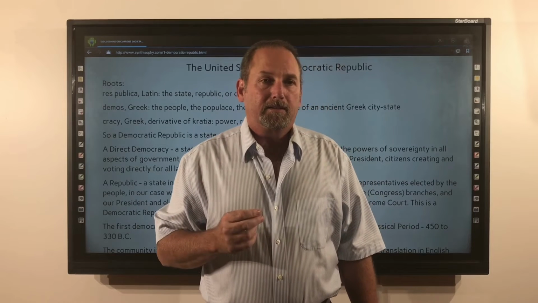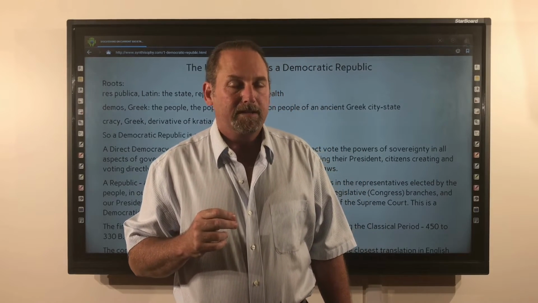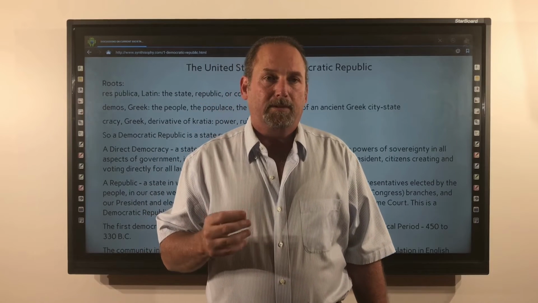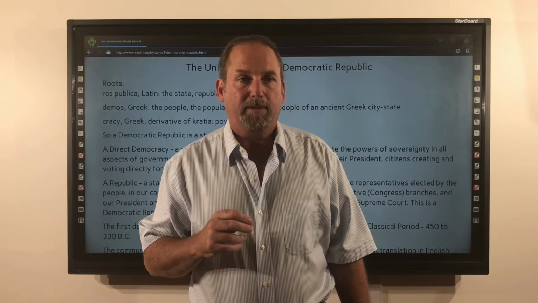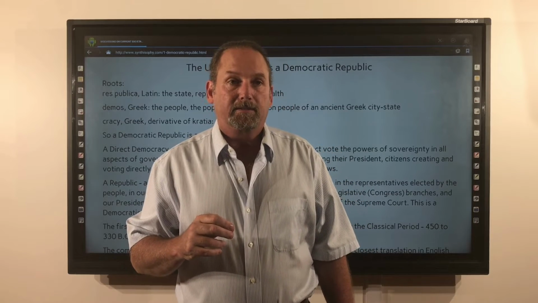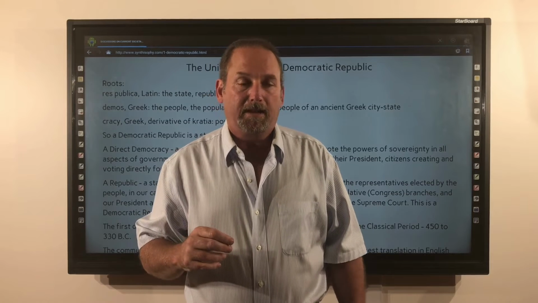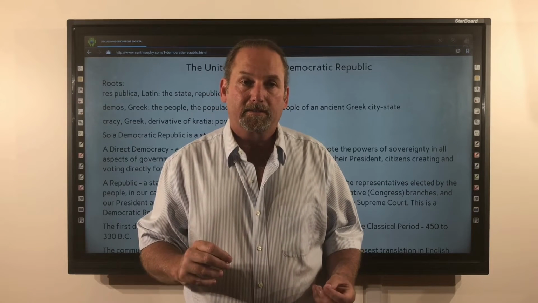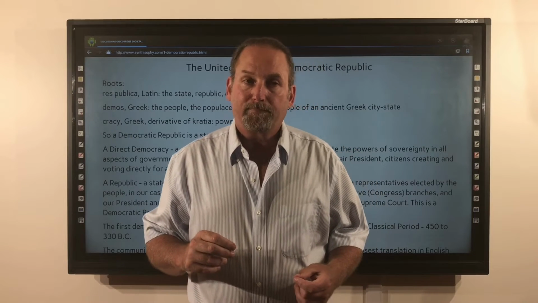Now, there are two kinds of democracy. The first one is a direct democracy, and that's a state in which the people exercise by direct vote the powers of sovereignty in all aspects of government. In our case, this would be the citizens electing their president, citizens creating and voting directly for all laws, and citizens electing judges to judge all laws.